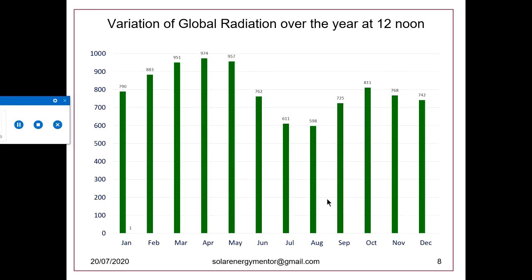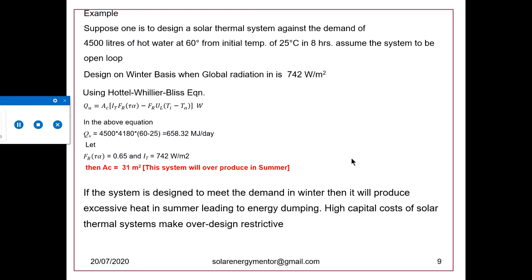So the least solar radiation intensity is in the month of August, that is 598, and the maximum intensity is in the month of April, that is 974. So against the variation of this solar radiation intensity over the year, how to design a solar equipment? That is a big challenge here.